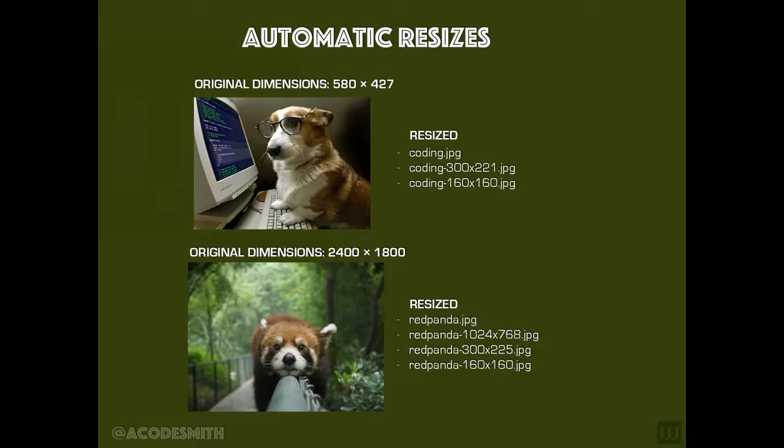So think about this. The original dimensions of this one is 580, and the original dimensions of the other one is 2,400, right? If we upload a smaller one, it's not going to give us the big guys. It's only going to generate the original and the ones that are smaller than it. If we upload a big guy, it's going to generate the original and all the sizes that we've defined in our media library. So that's why we want to upload the biggest image we can, and then we're going to deliver the right size based upon the device.